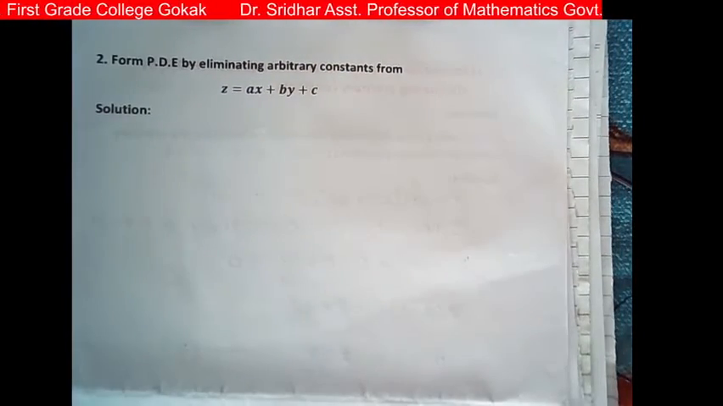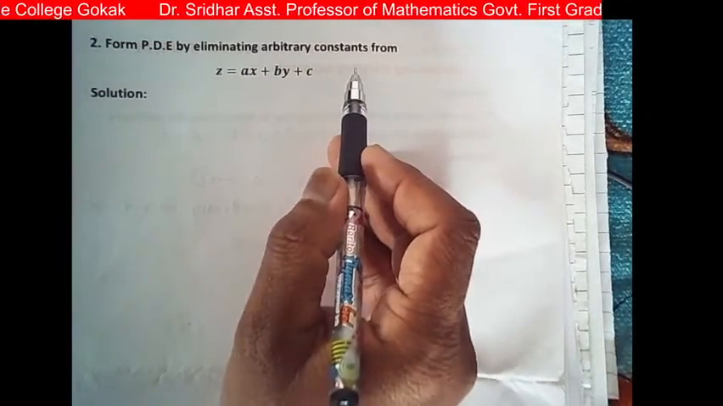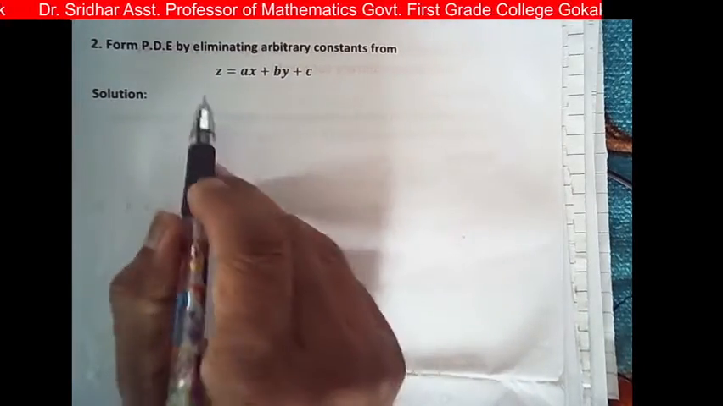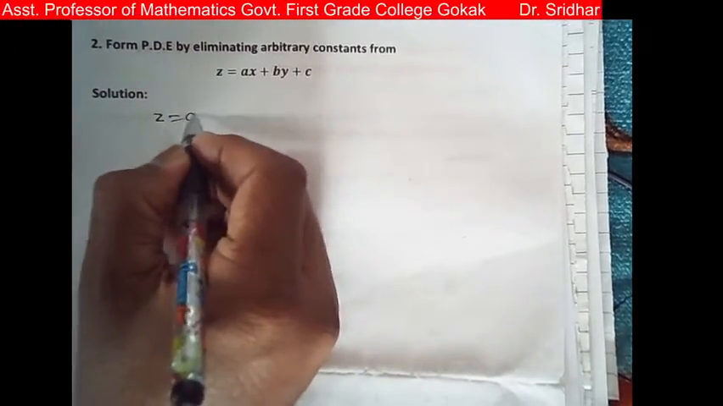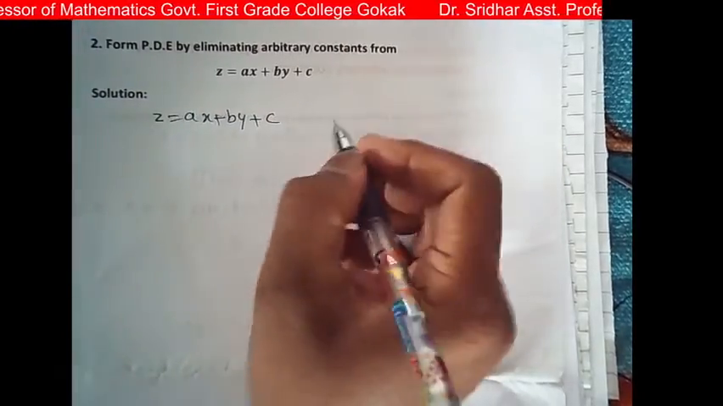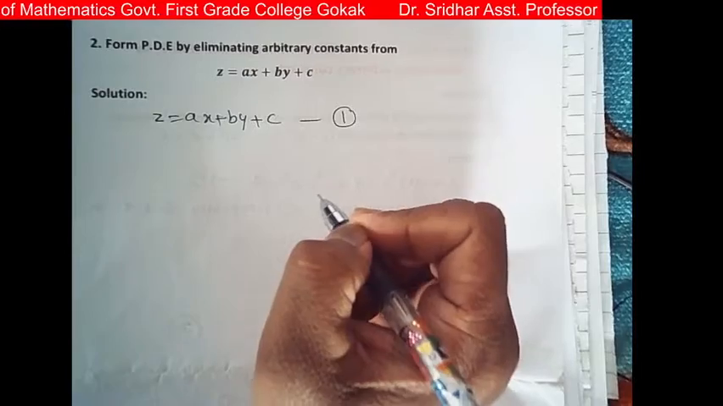Similarly, we can solve another problem. Form the PDE by eliminating arbitrary constants from the term z is equal to ax plus by plus c. Okay, which is a very simple equation. So here again we write the given equation, z is equal to ax plus by plus c. Now call this equation as 1.